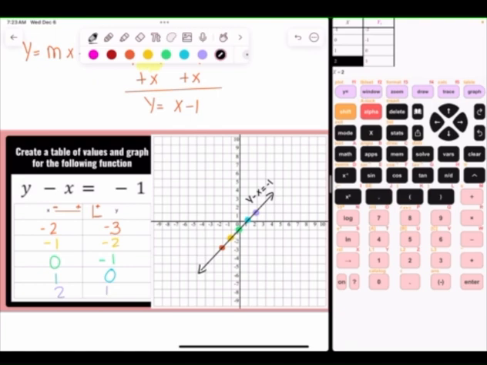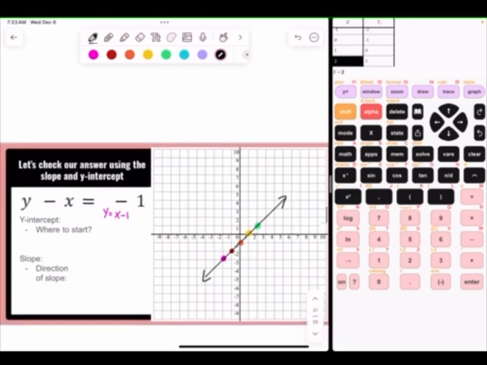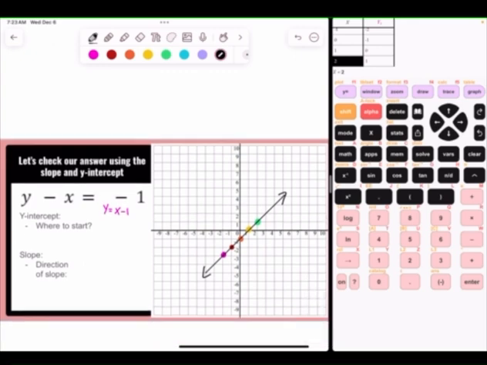But I just want to show you how this is the same thing that we were learning in the previous lesson, where we were learning how to graph using slope and y-intercept. So let's look at this. Remember, we had the equation y minus x equals -1, which we converted into y equals x minus 1. Those are both equivalent equations, just different forms of them.